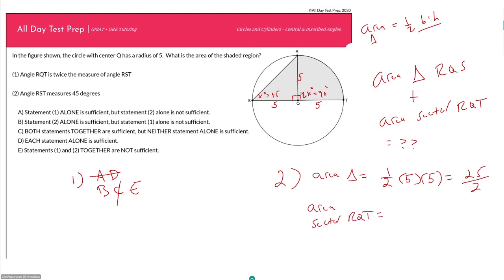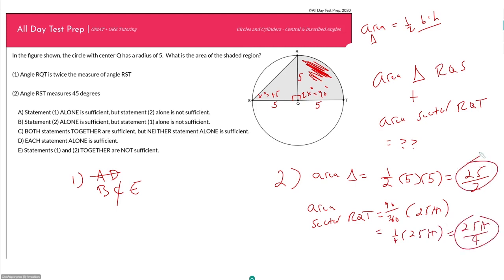Then the area of sector RQT, we also know, because RQT is this sector here. And so it's going to be a portion of the area of the circle as a whole. So the circle as a whole will have an area of pi times 5 squared, or 25 pi. What portion of that area is this sector going to be? Well, it's going to be 90 over 360, or central angle over 360. 90 over 360 is just 1 over 4 times 25 pi. This is 25 pi over 4, the area of our sector.